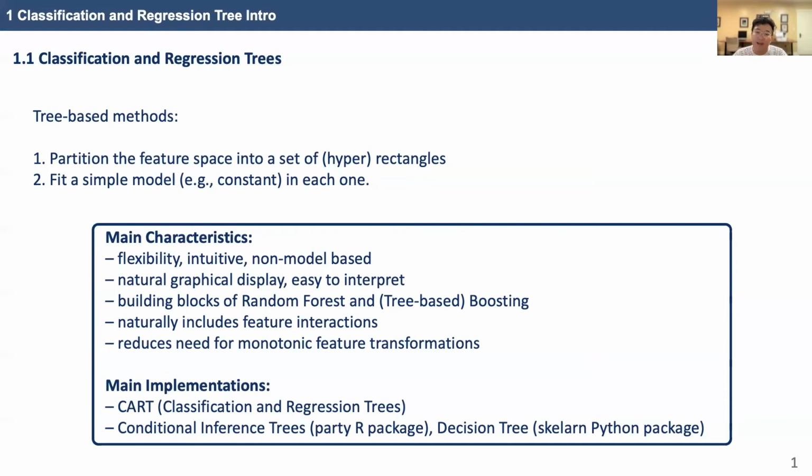The 5 main characteristics are shown here, and the main implementations are CART, the classification and regression trees, and conditional inference trees with the R package, and decision tree with the sklearn Python package.